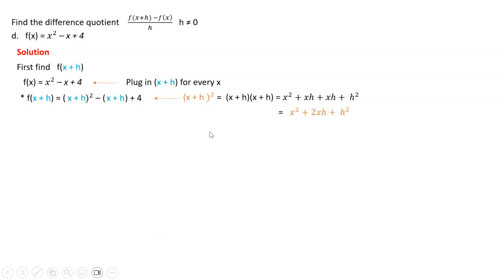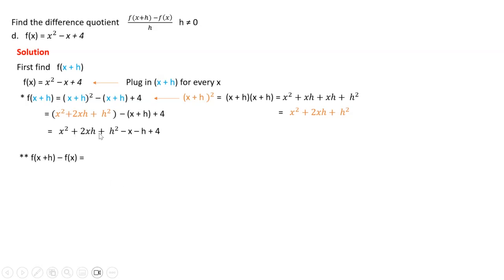Remember we got the same thing. So I could have got what we got in the previous one, right? And you use it for D. So this is f of x plus h. But now I need to find f of x plus h minus f of x, which is the second step.